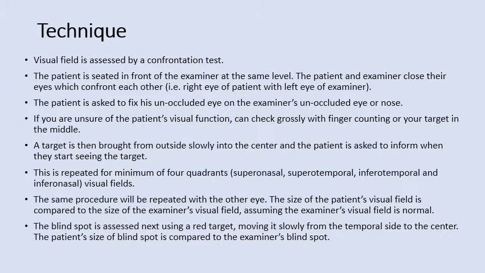Very important now is you need to check your visual fields with one of your friends. If both of your visual fields are normal and equal with each other, then you are able to proceed to check your patients. The other examination in the visual field is examination of the blind spot. The blind spot is assessed using a red target, moving it slowly from the temporal side to the center in a horizontal manner. The patient's blind spot size is compared to the examiner's blind spot as well.